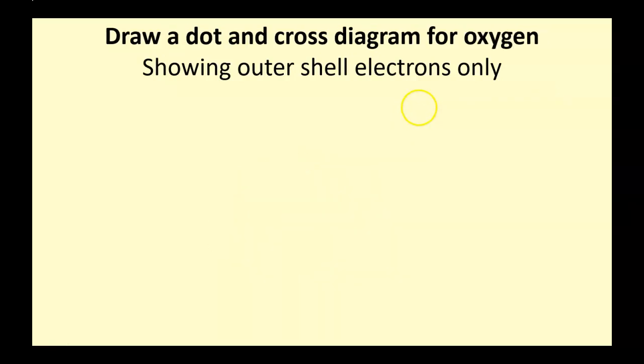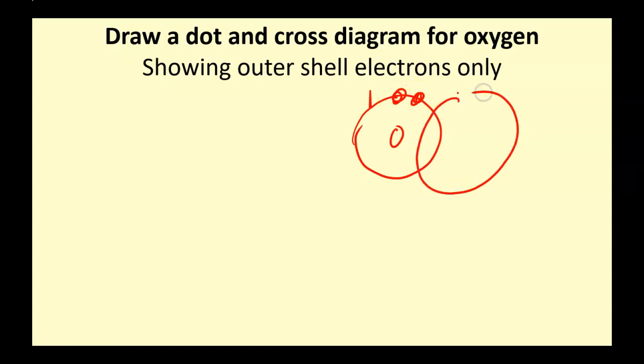Draw a dot and cross diagram for oxygen. Oxygen is in group 6 of the periodic table. That means it's going to have 6 electrons in its outer shell. So we could draw an oxygen here. 1, 2. Let's just draw it overlapping. We know it definitely would form 1 bond. So we've got 1, 2, 3, 4, 5, 6.